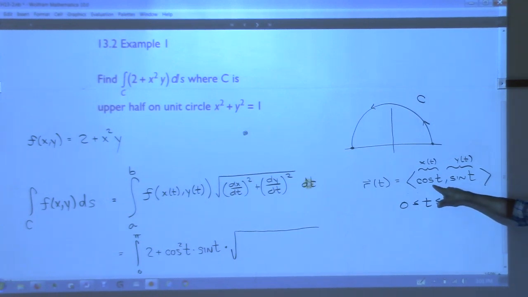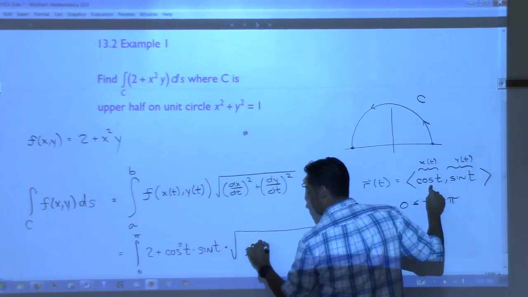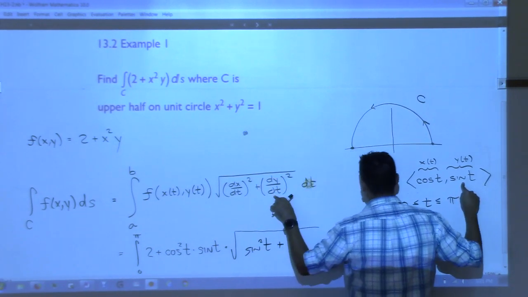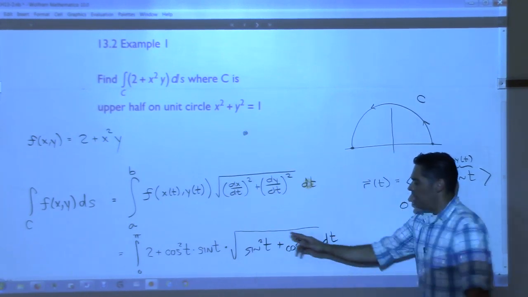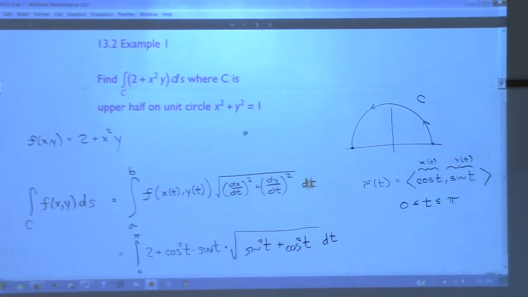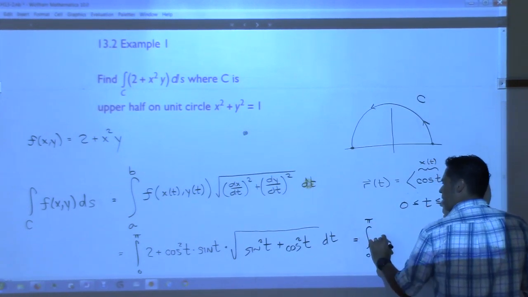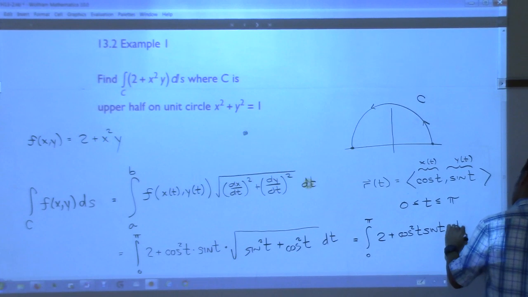The derivative of x with respect to t would just be negative sine t, but then we're going to square it, so negative sine t squared, which is just sine squared t. Plus the derivative of y with respect to t, which is cosine t, squared, so cosine squared t. And we got lucky, didn't we? Because sine squared t plus cosine squared t is 1. So that just happens to be the square root of 1. Nice.